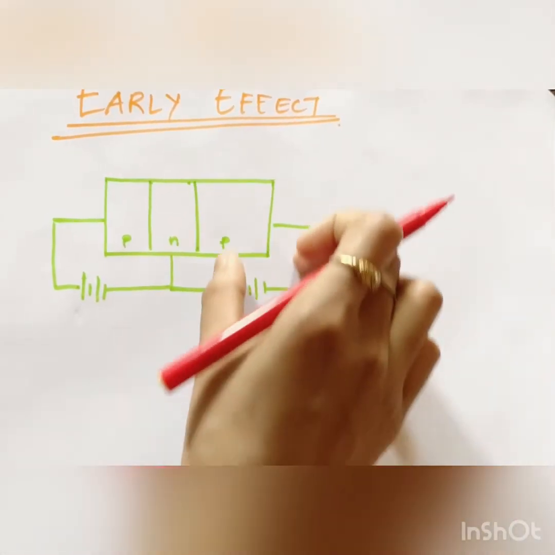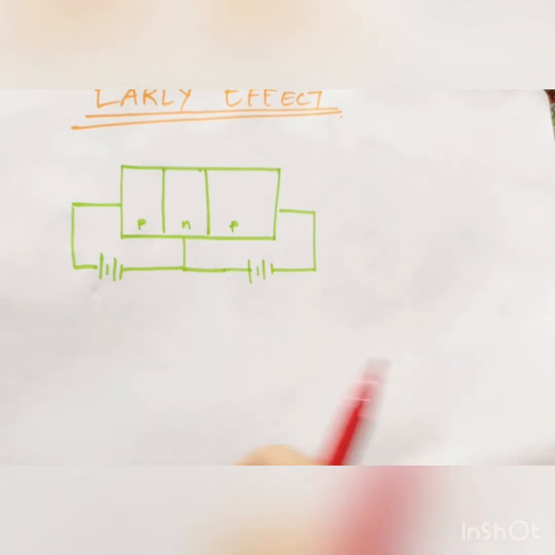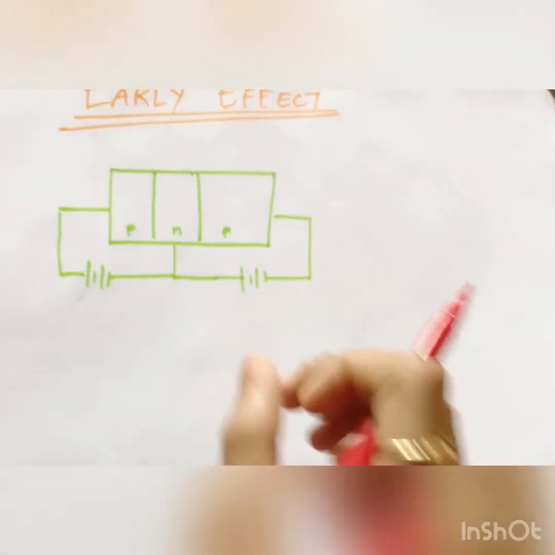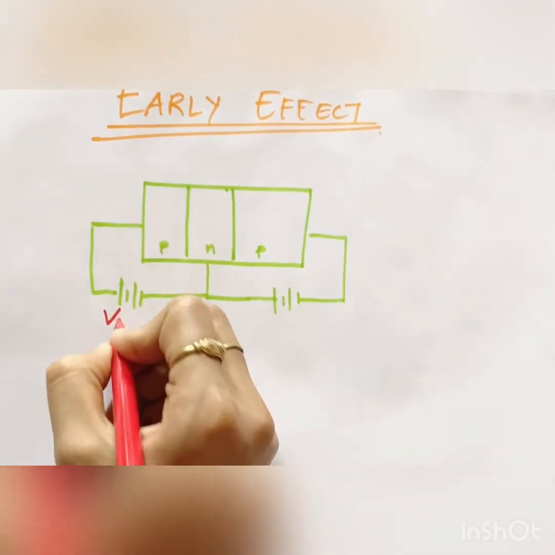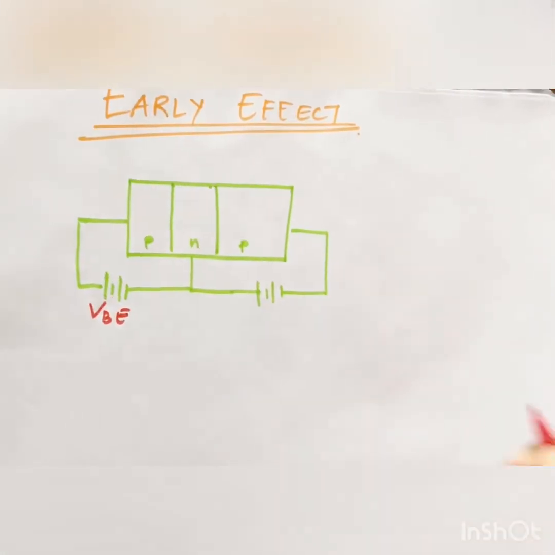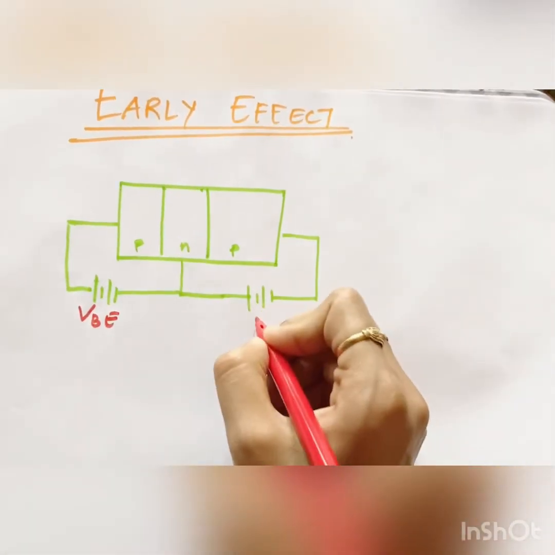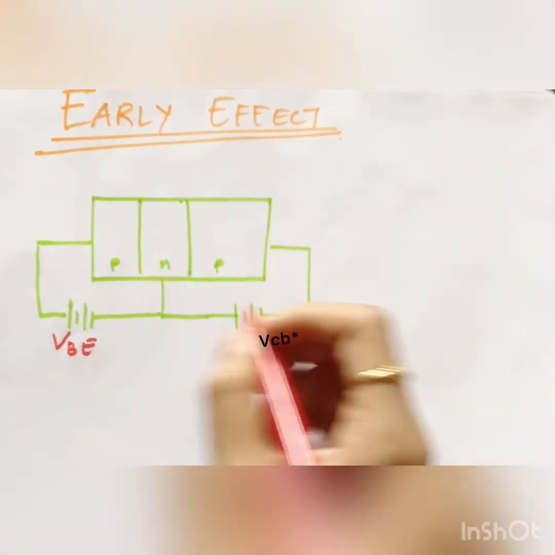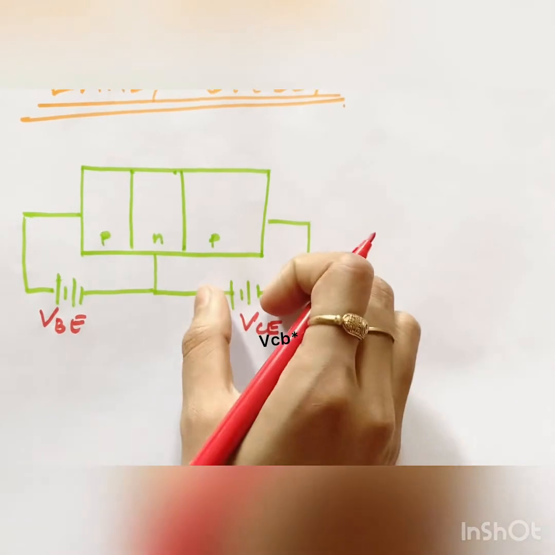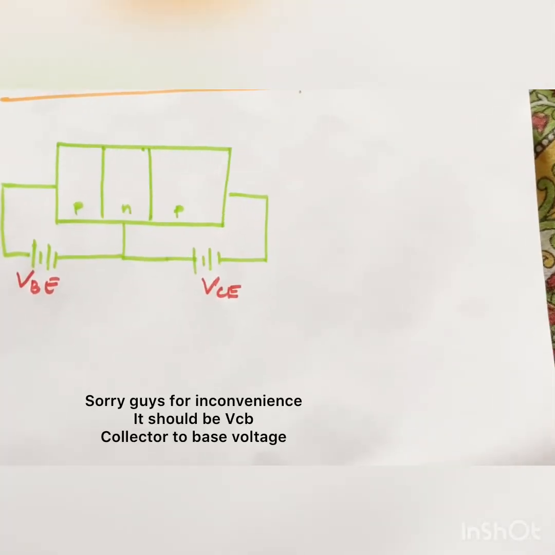This circuit is reverse biased. When this voltage increases, this is VBE, the emitter-base junction voltage, and this is VCE. So when this voltage increases, let's discuss again.